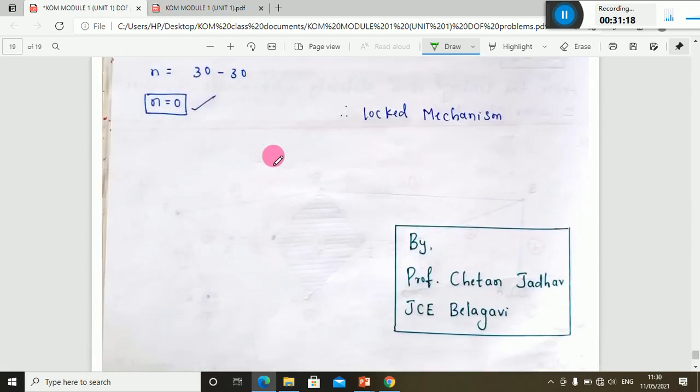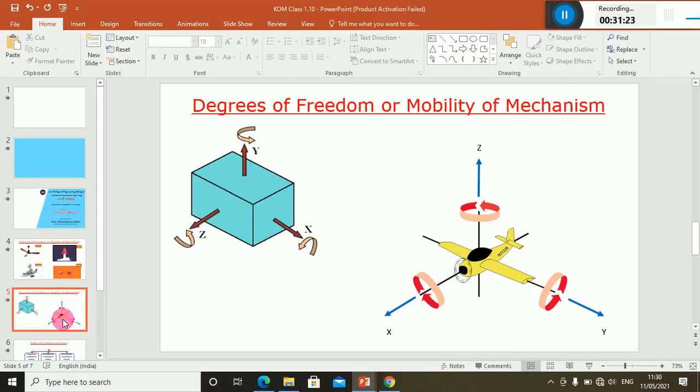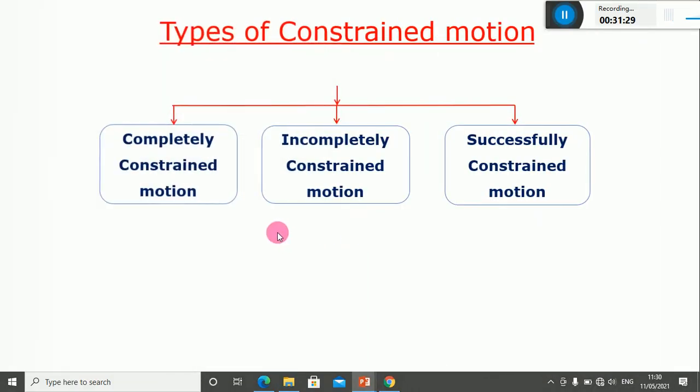And one more topic I want to discuss is this one, that is types of constrained motion. Please take the heading as types of constrained motion. First one is a completely constrained motion. Second one is incompletely constrained motion. And last one is successfully constrained motion. I'll start with the first one.